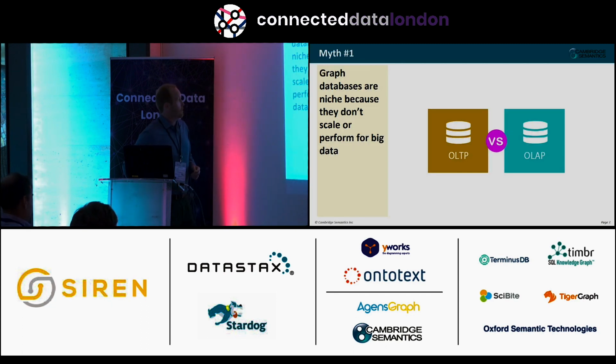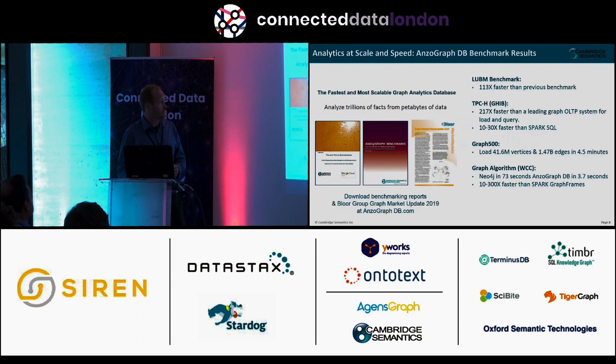So one of the first myths that I want to talk about is really around the performance of graph. Graph databases were considered niche in the past because they don't scale or they don't perform well, and so on small data sets and that type of thing is typically where they were used. And then you also have the breakdown between what is your workload type? Is it OLTP where you're running a lot of transactions, or is it OLAP where you're doing more analytical style processing?